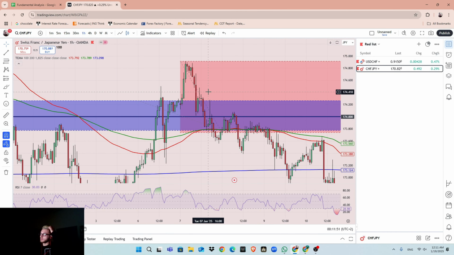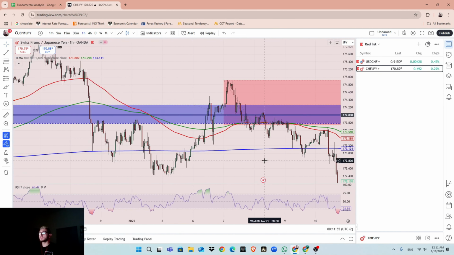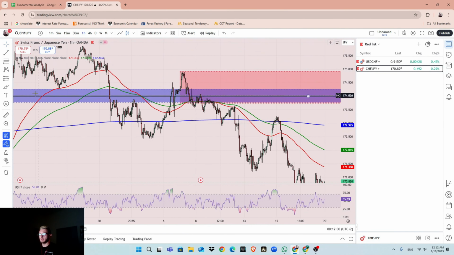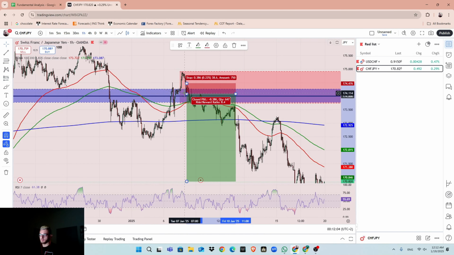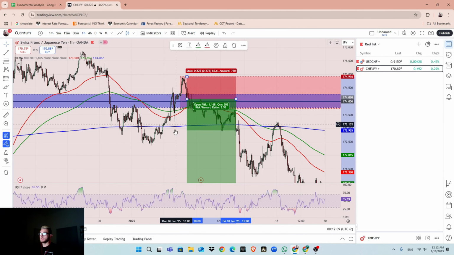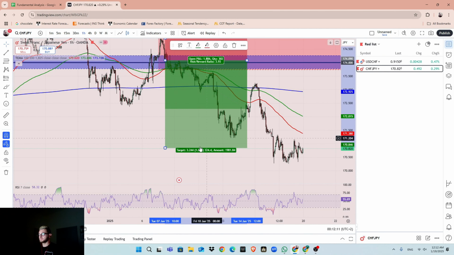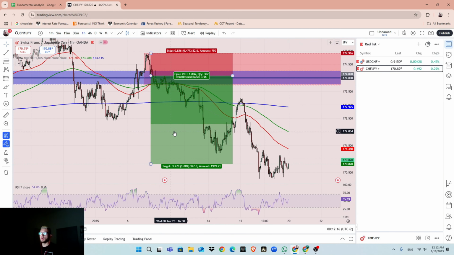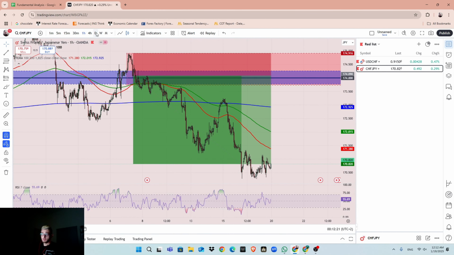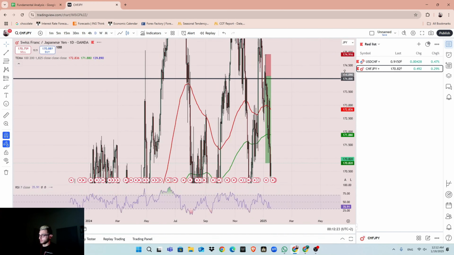So I could have entered in these areas, but because I was greedy, I did not enter and I lost the entry. If I entered, even right here at the break of structure on the 1 hour, stop loss around 100 pips, my open position would have been right now at 1 to 4 risk to reward ratio, which is a very good risk to reward ratio.